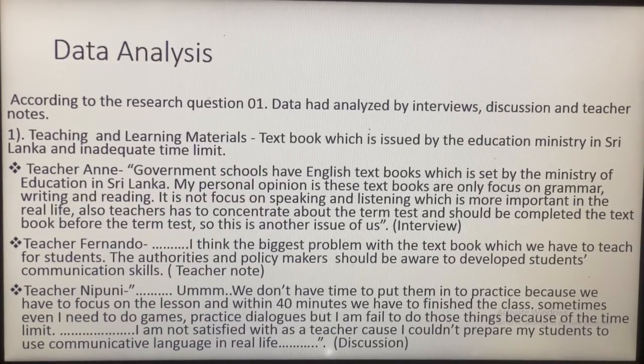I am not satisfied as a teacher because I couldn't prepare my students to use communicative language in real life. So, with these discussions, interviews, and teacher notes, we can get to know about the English textbooks in Sri Lanka and the time limit, because we don't have enough time to teach the lesson in the classroom, and also the textbooks do not provide enough knowledge to the students. They just focus on grammar, writing, and reading, but my opinion is we have to focus on speaking, listening, and other parts as well.